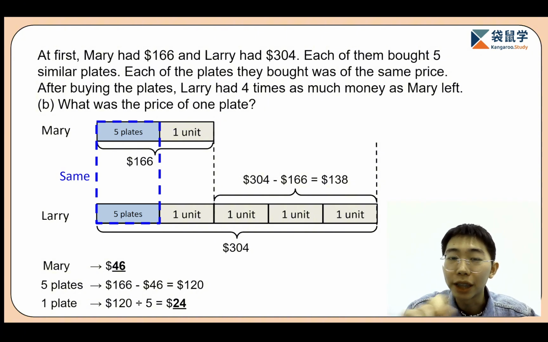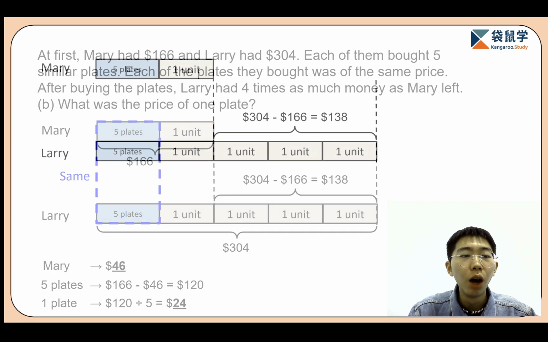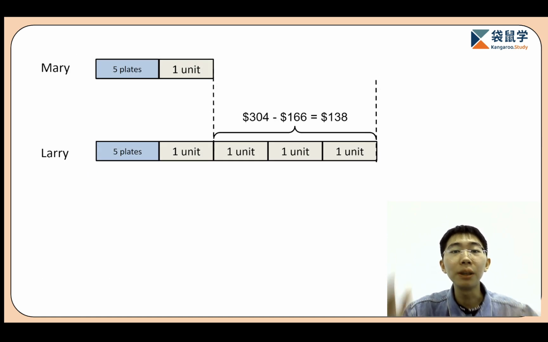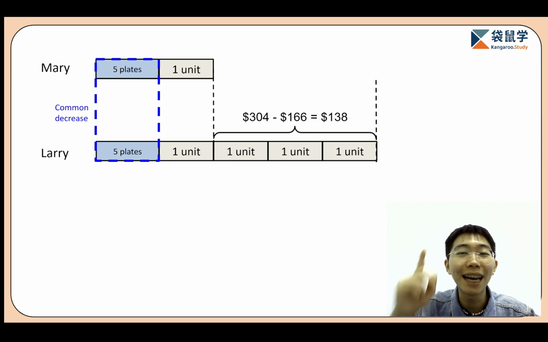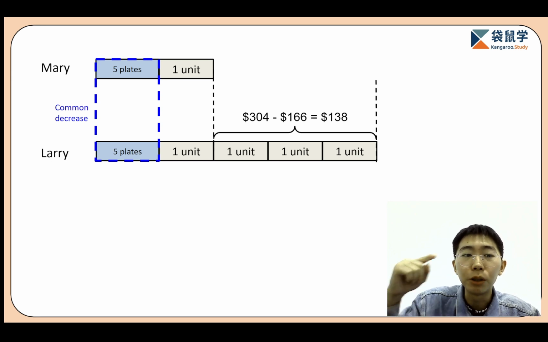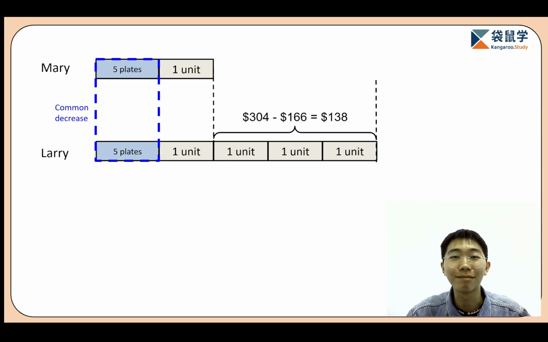But we're not finished yet. Now look at this question. What can we learn from it? We know that both Mary and Larry have been deducted the same amount of money, and we call it common decrease. Although we don't know the exact value of this common decrease, does it affect the difference between Mary and Larry's money? No, it does not. So when computing the difference, we can just ignore this common decrease.